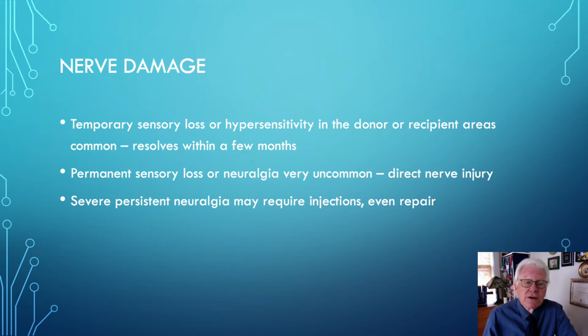Temporary sensory loss or hypersensitivity in the donor region or recipient areas is common, and this resolves within a few months. Permanent sensory loss or neuralgia are very uncommon and are related to direct nerve injury. Severe persistent neuralgia may require injections, even repair to resolve.